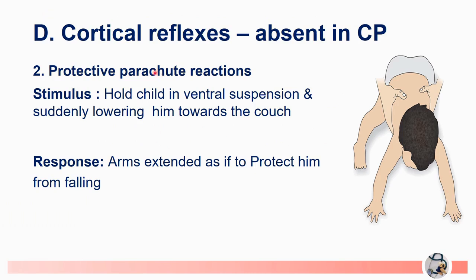Number 2 cortical reflex is the parachute reflex or parachute reaction. This is a protective reaction. Here the stimulus is to hold the child in ventral suspension like this and suddenly lower him towards the couch. If you do that, the response is arms extend as if he is trying to protect himself from falling. So this is a parachute reflex which stays throughout your life. This reflex is absent in cerebral palsy. So you should do this examination and check these reflexes.